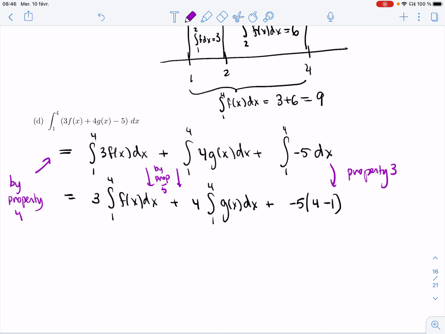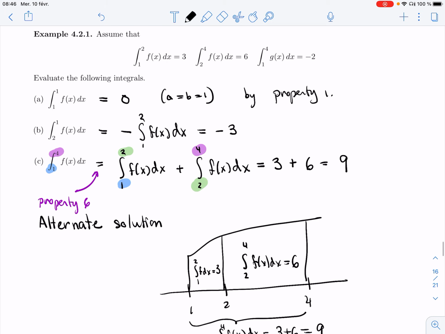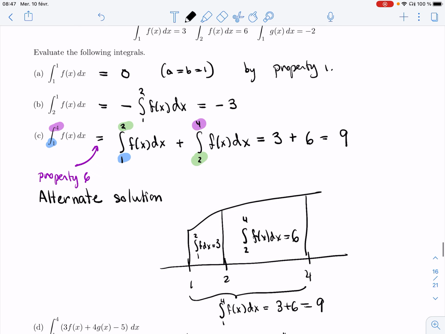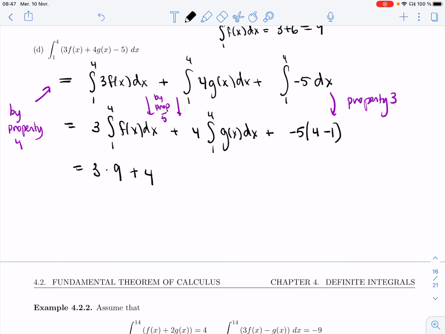All right, now I can compute every piece. The integral from 1 to 4 we just found in C. That was equal to 9. The integral from 1 to 4 of g I was given, minus 2. And then I get 5 times 3. So I get 27 minus 8 minus 15. And that's 4.